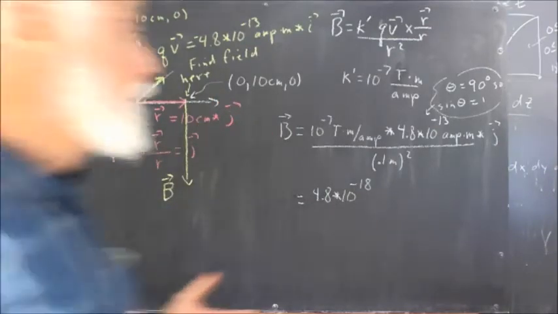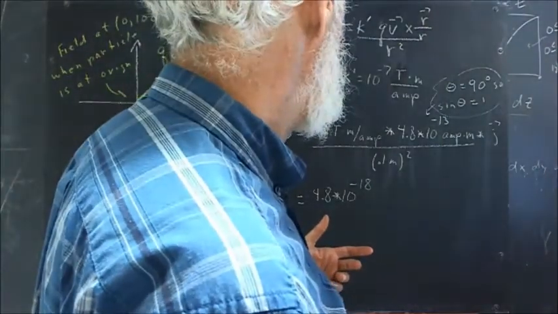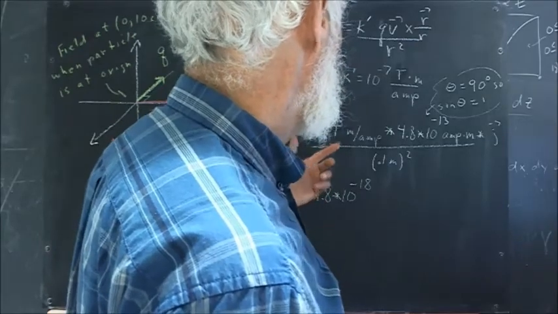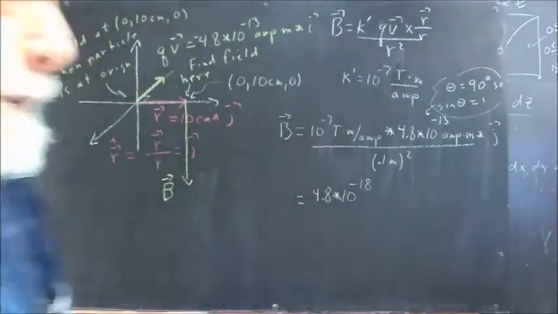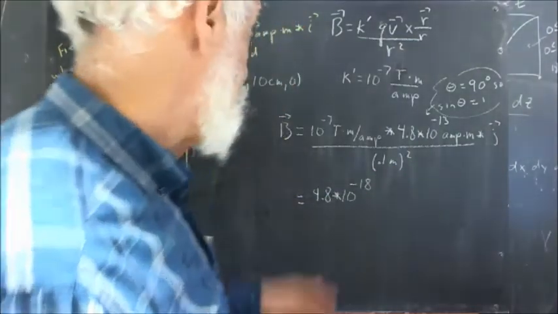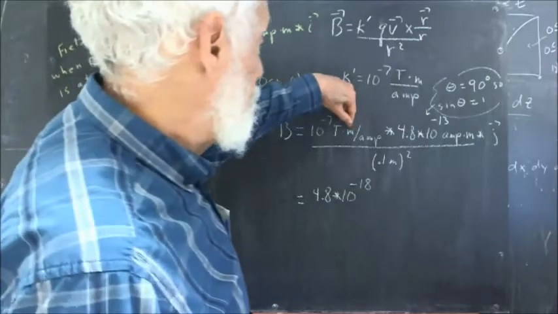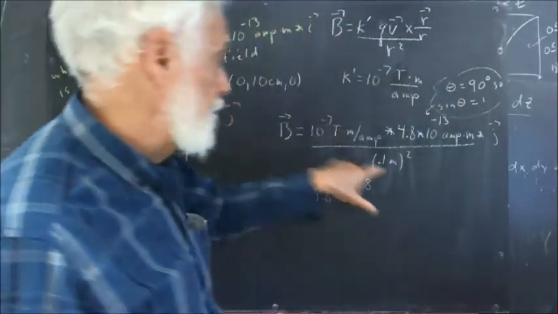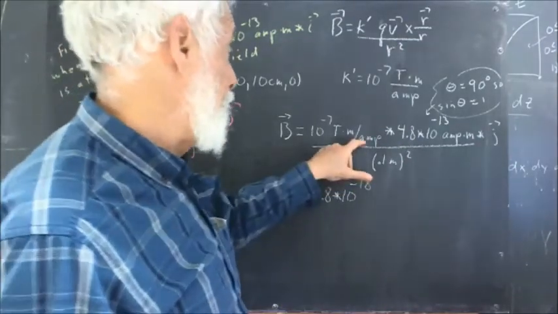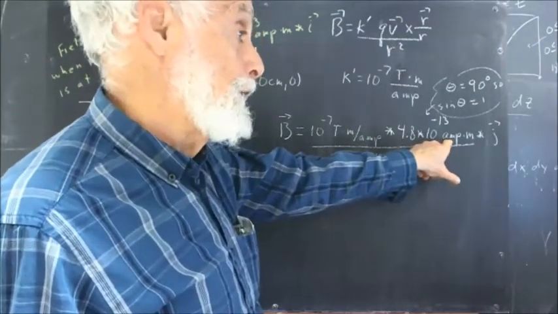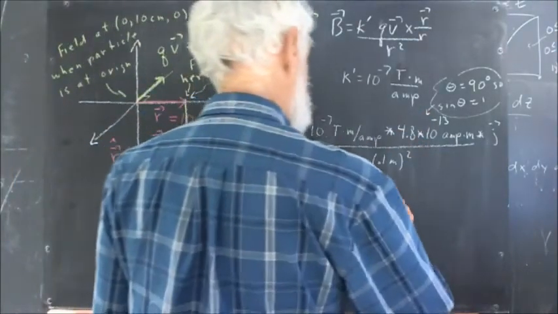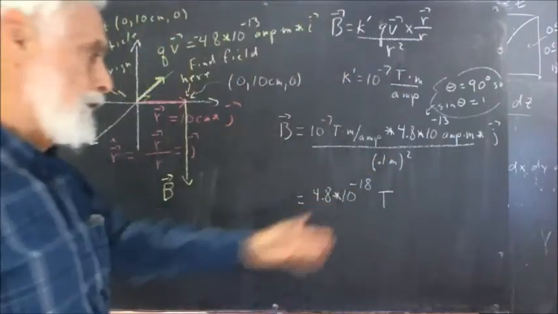But let's be sure. Actually, maybe I've got the wrong units on K prime. Let me think that through again. Okay, I lost track of the fact that I had a meter squared in the denominator. In the numerator we have meters times meters, which is meters squared. In the denominator we have meters squared, so the meters go away. The amp in the denominator divides into the amp in the numerator. That goes away. We're left with just the unit Tesla. So this is our magnetic field.